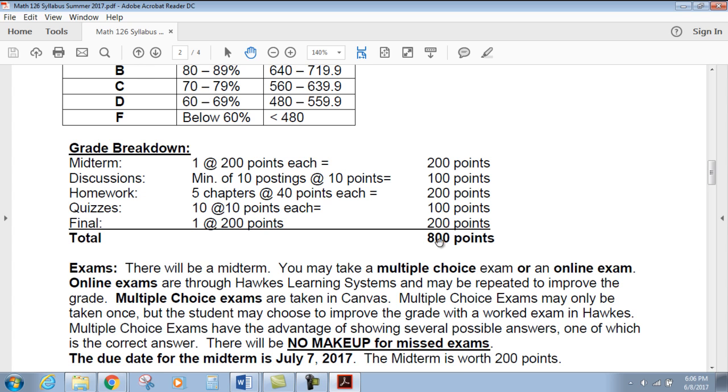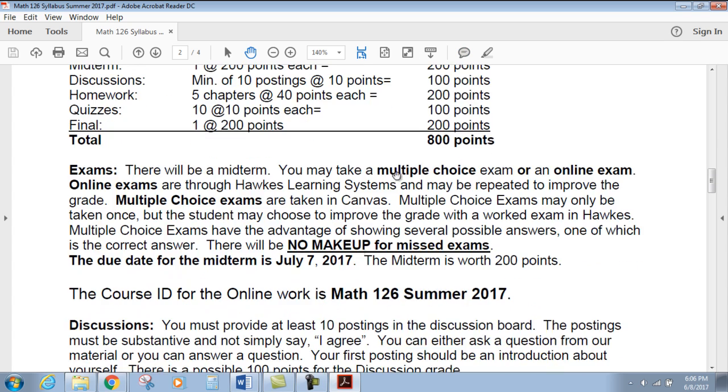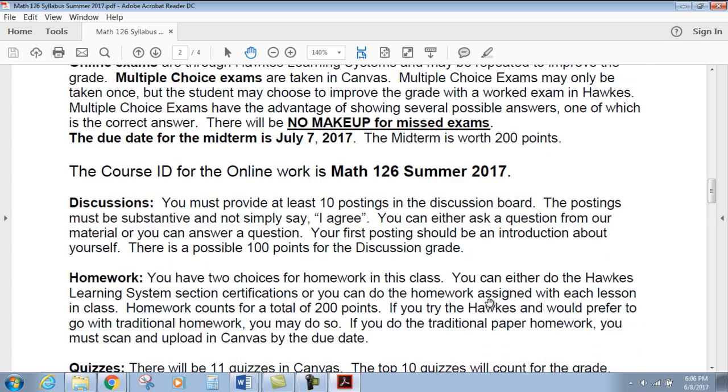There'll be no makeup for missed exams. The due date for the midterm is July 7th, 2017, and the midterm is worth 200 points. The course ID for the online work is Math 126 Summer 2017.